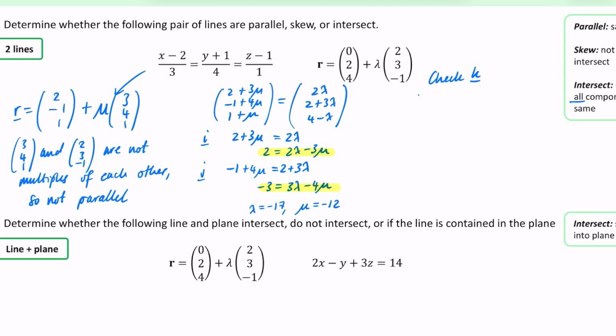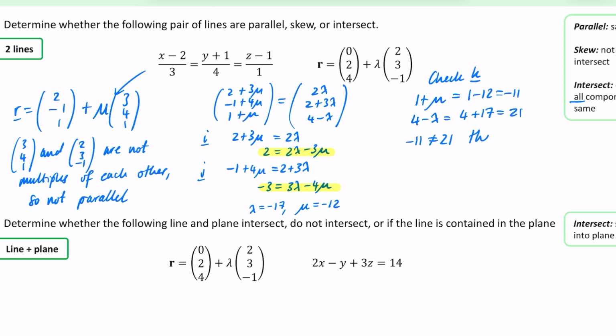component. So I have 1 plus mu. I'm looking at this part and then this part. 1 plus mu, when mu is -12, is 1 minus 12, which is -11. And 4 minus lambda is going to be 4 minus -17, which is 4 plus 17, which is 21. And because -11 is not equal to 21, they don't intersect.